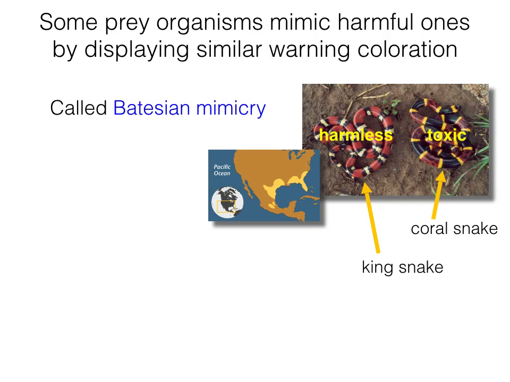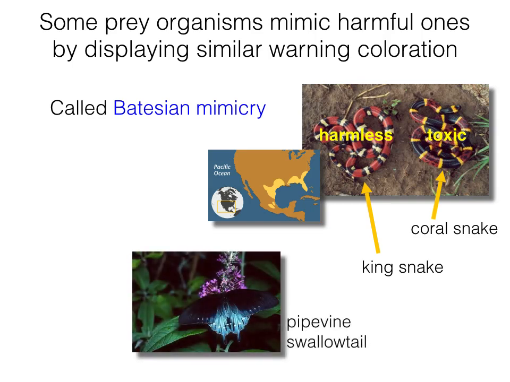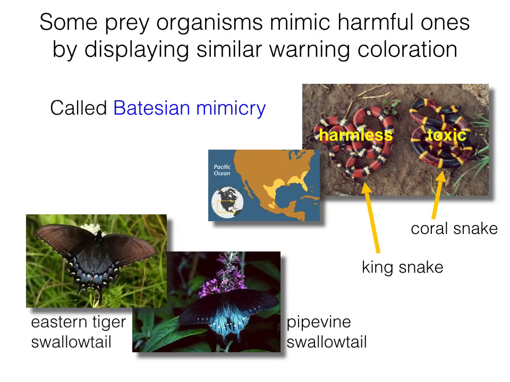Another example is among butterflies. And this example is with the toxic pipevine swallowtail and the harmless eastern tiger swallowtail. So on the right is the pipevine swallowtail, and this is a toxic species. It carries a toxin in it. And the eastern tiger swallowtail actually shares some similar kinds of coloration patterns. Not identical, but similar enough to where predators, when they see it, will tend to avoid it because they think it may be the toxic form of the pipevine swallowtail.